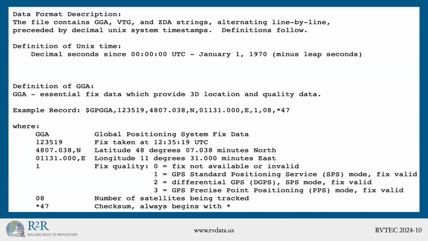At the top, it's a high-level description, a listing of the NMEA tags if they're in that file, and also a listing of their preponderance, whether they're alternating. Below that are data-specific descriptions about the way the Unix time is represented in the document. And then below that is a listing of all of the columns: an example data line, an example record, and what those columns mean, what units they're in, and then a description of the NMEA tag. If there's multiple, you'd have multiple of these sections.